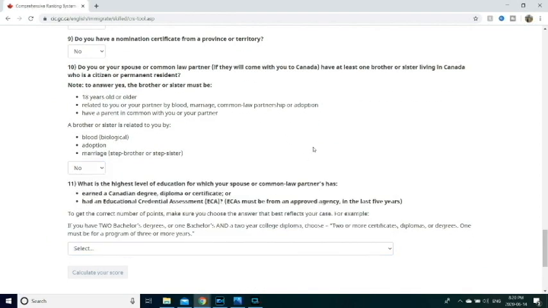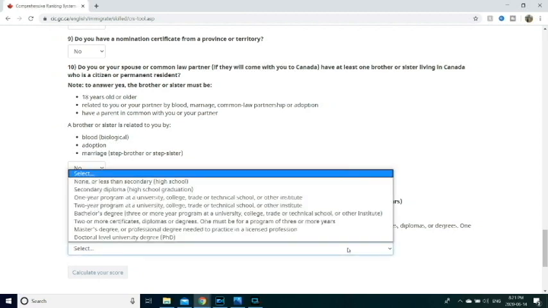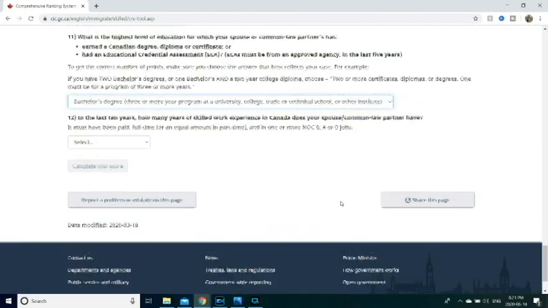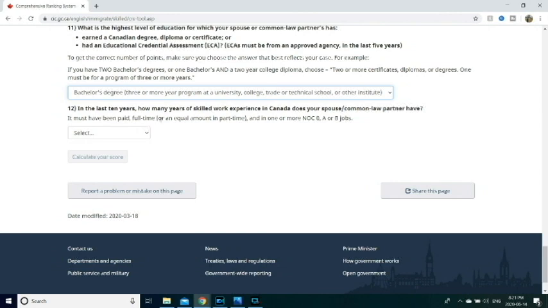Now, as we mentioned, it is a master's degree. Let's see, what is the highest level of education your spouse or common law partner has? For example, let's say your spouse has a bachelor's degree, which is a general scenario. One person has a bachelor's, one has a master's degree, and here is a twist. For your spouse, you get points only for their work experience in Canada. If they have work experience outside Canada, you don't get those points.